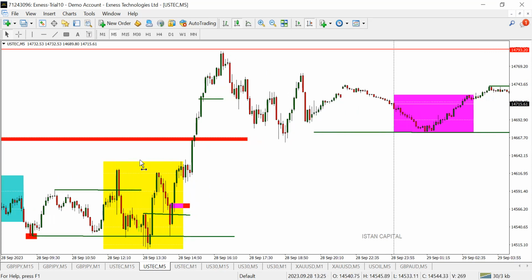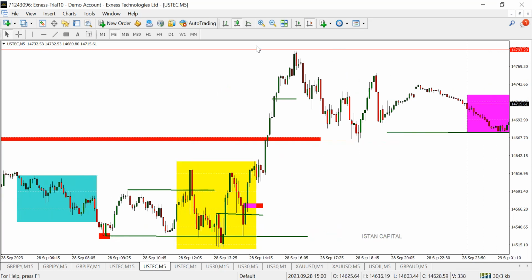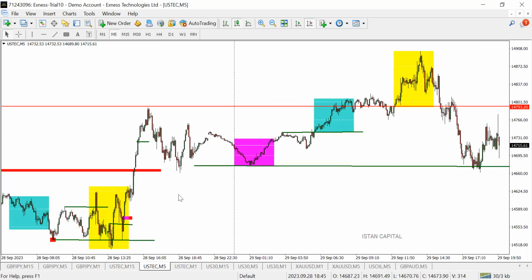If I didn't see this break of structure right here, I won't be able to recognize that this opportunity was right here. 30 pips stop loss, instant for 150 pips, easy, or for 90 pips. You understand? So that was it for that trade.